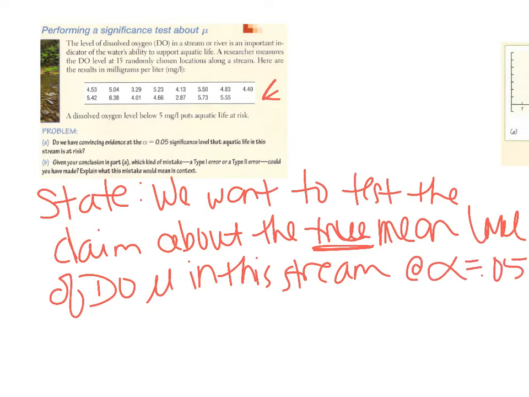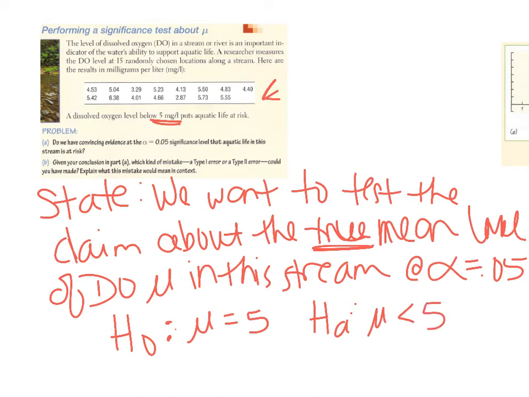So I've got my true mean level of dissolved oxygen represented by mu in this stream at an alpha level of 0.05. And then I'm going to state my hypotheses here too, the things that I know. So in this case, my null hypothesis is equal to a mean of 5, because that's kind of my demarcation of where it's good and not okay. And then my alternative hypothesis would be anything less than 5, because that's not okay for the aquatic life.